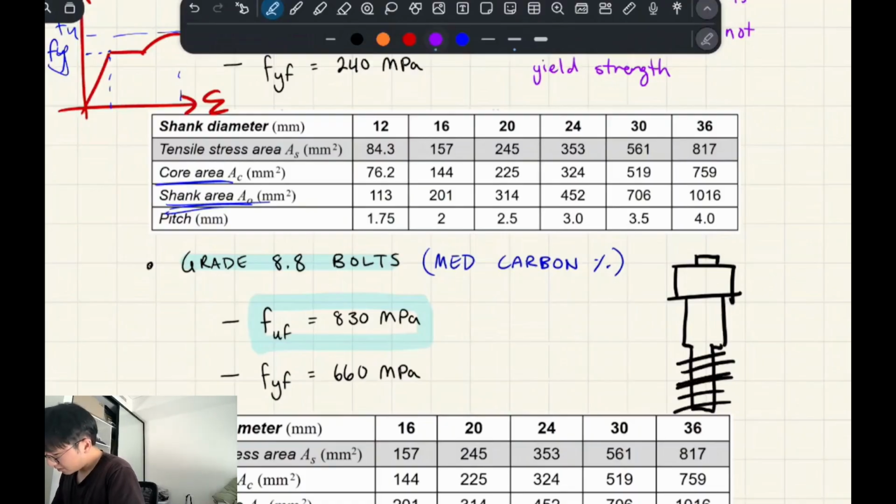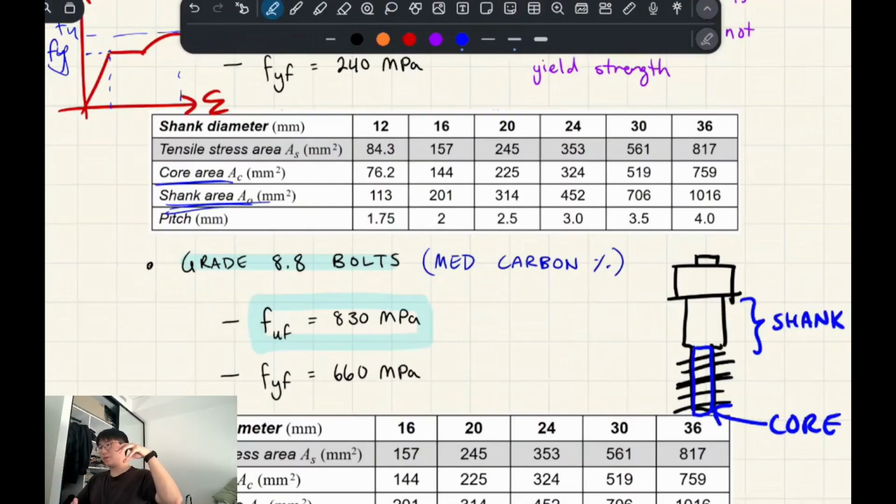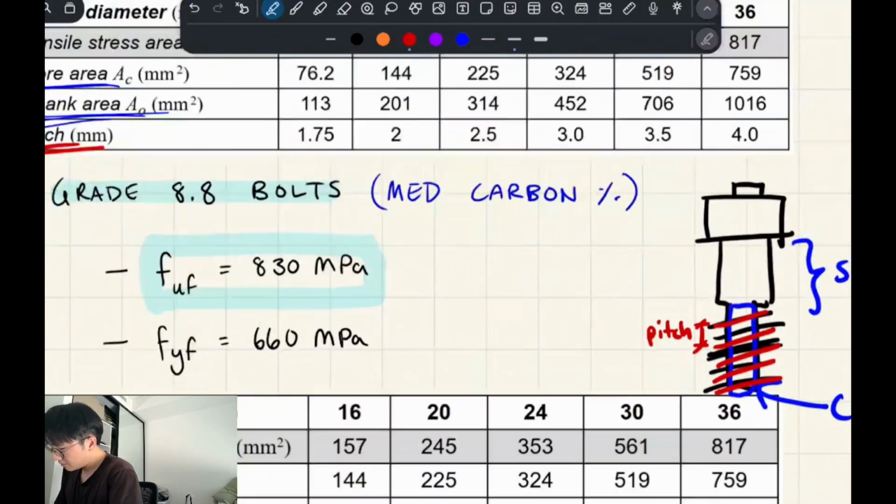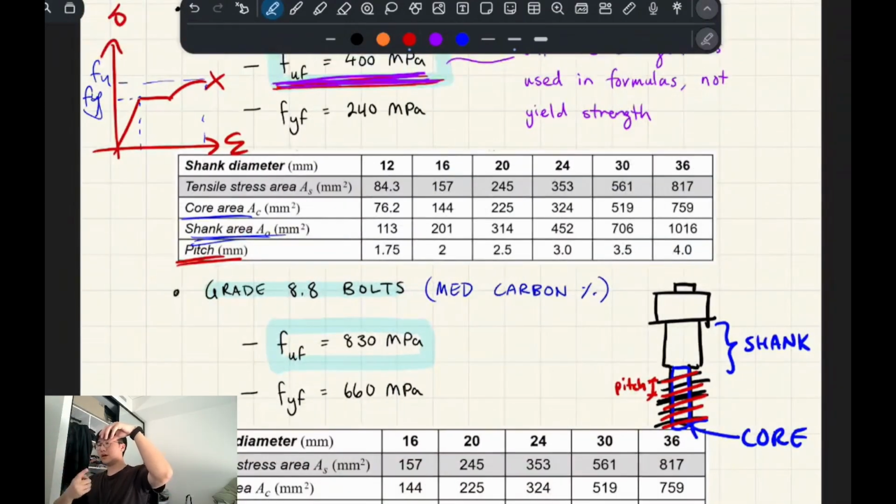Okay, so this is the shank, right? It's where you don't have the threads. And then the core is this thing. The core has a smaller diameter than the shank because it's got the threads attached to it. So the threads are these things. And the pitch is the distance between these, the distance between a full 360 coil of the threads, basically.